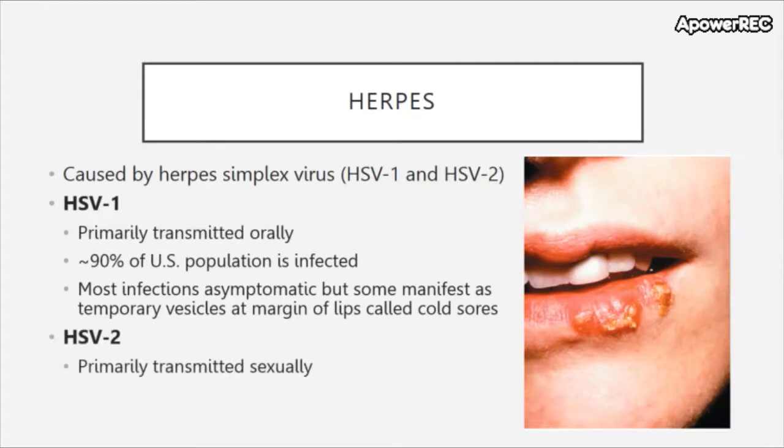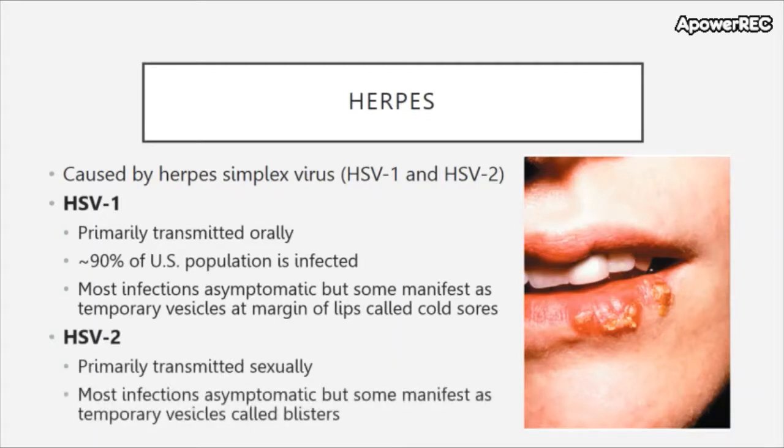HSV2 is primarily transmitted sexually. Most of these infections are asymptomatic, but sometimes manifest as temporary vesicles called blisters. For the exam, you must know which one is primarily transmitted which way. But in actual fact, these can be transmitted orally to sexually and sexually to orally. But primarily HSV1 is thought of as the oral version and HSV2 is thought of as the sexually transmitted version.